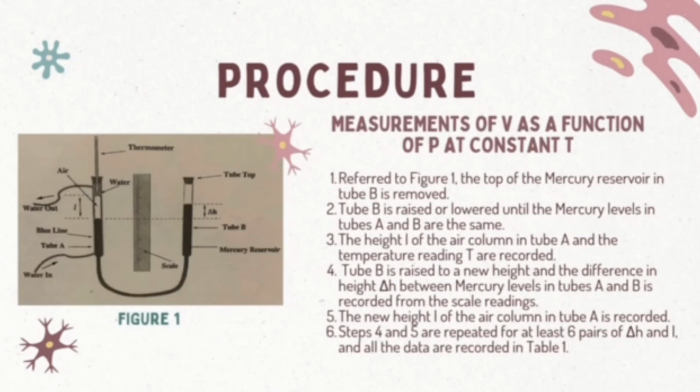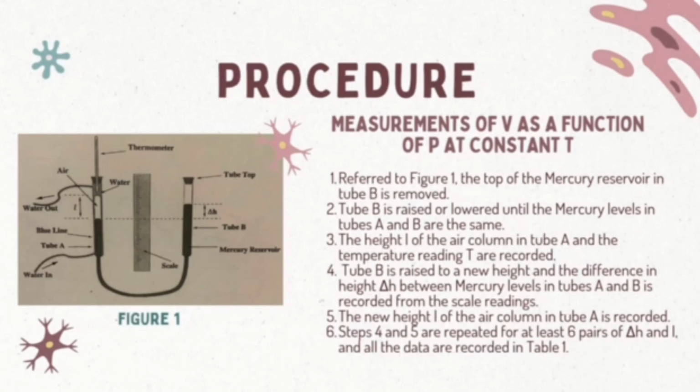Measurement of V as a function of P at constant T. First, referring to figure 1, the top of the mercury reservoir in tube B is removed. Second, tube B is raised or lowered until the mercury levels in tubes A and B are the same. Third, the height L of the air column in tube A and the temperature reading T are recorded. Fourth, tube B is raised to a new height and the difference in height, delta H, between the mercury levels in tubes A and B is recorded from the scale readings.